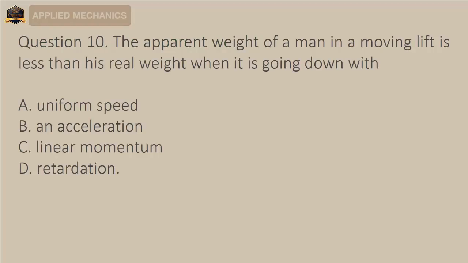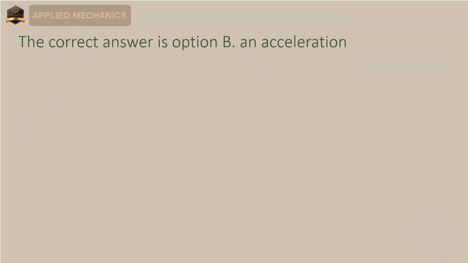Question 10. The apparent weight of a man in a moving lift is less than his real weight when it is going down with A. Uniform speed, B. An acceleration, C. Linear momentum, D. Retardation. The correct answer is option B, an acceleration.